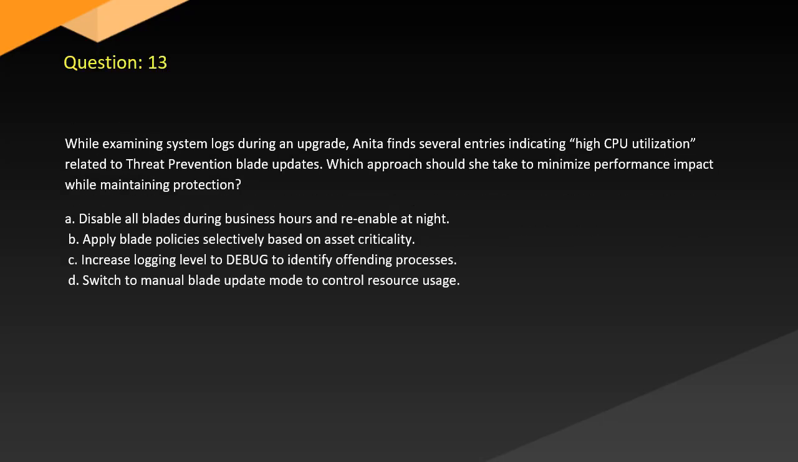Question 13. While examining system logs during an upgrade, Anita finds several entries indicating high CPU utilization related to threat prevention blade updates. Which approach should she take to minimize performance impact while maintaining protection? A. Disable all blades during business hours and re-enable at night. B. Apply blade policies selectively based on asset criticality. C. Increase logging level to debug to identify offending processes. D. Switch to manual blade update mode to control resource usage.